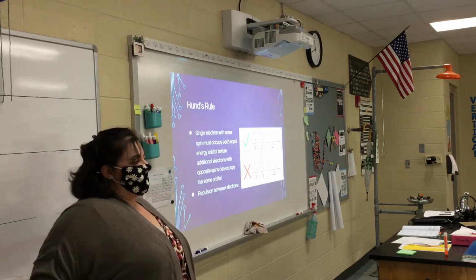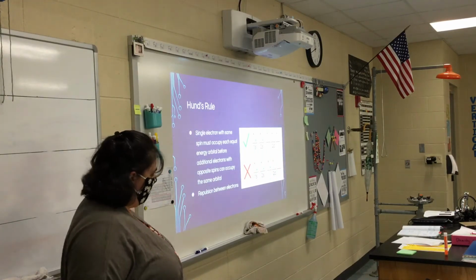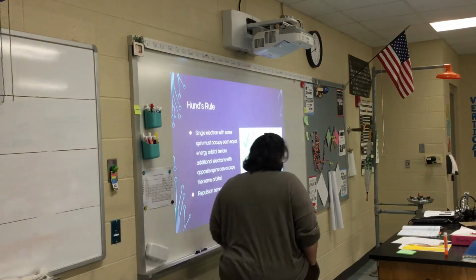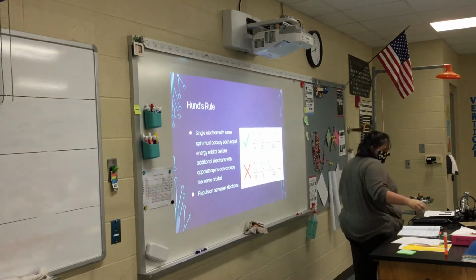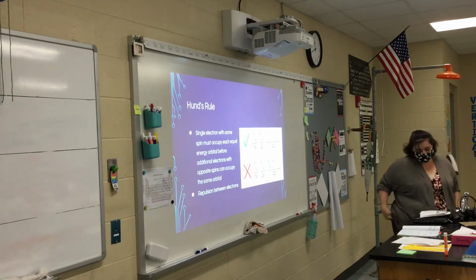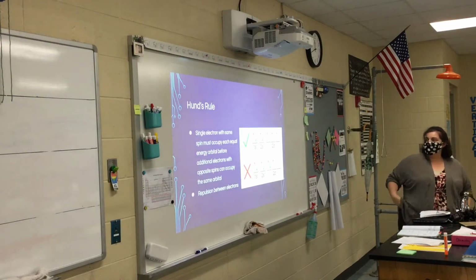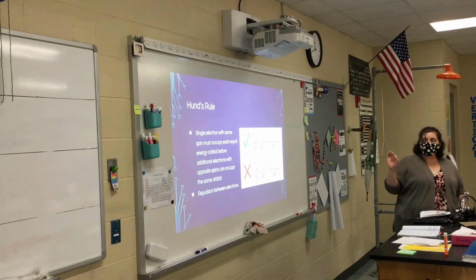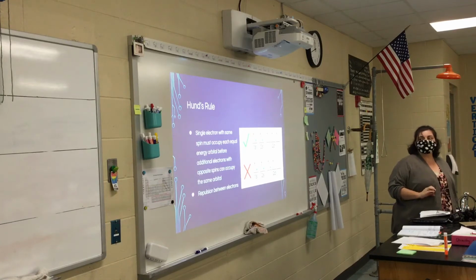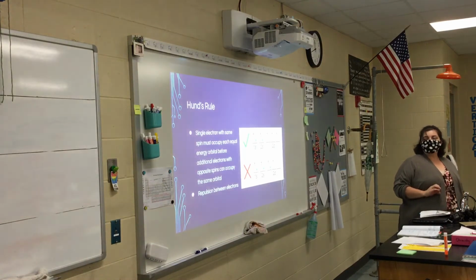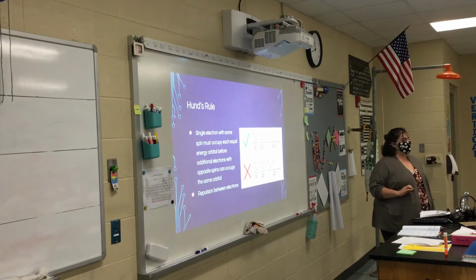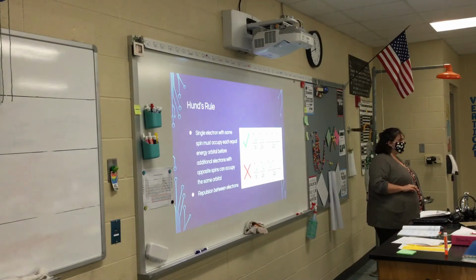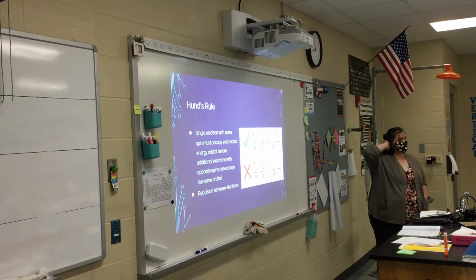And that brings us to Hund's rule. Hund's rule basically states that, okay, I'll just read it to you. A single electron with the same spin must occupy each equal energy orbital before additional electrons with opposite spins can occupy the same orbital. Don't write that down if it doesn't mean anything to you. Seriously, don't write down things just because I have it up here on the board. Write it down in a way that makes sense.